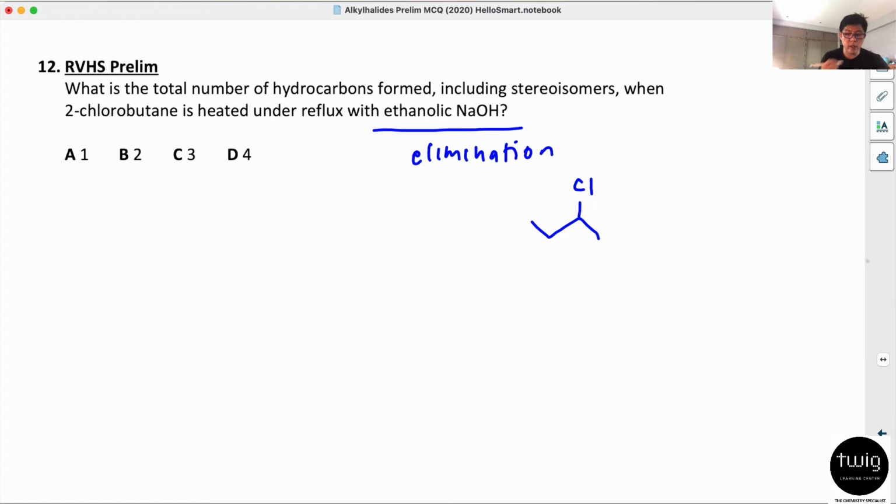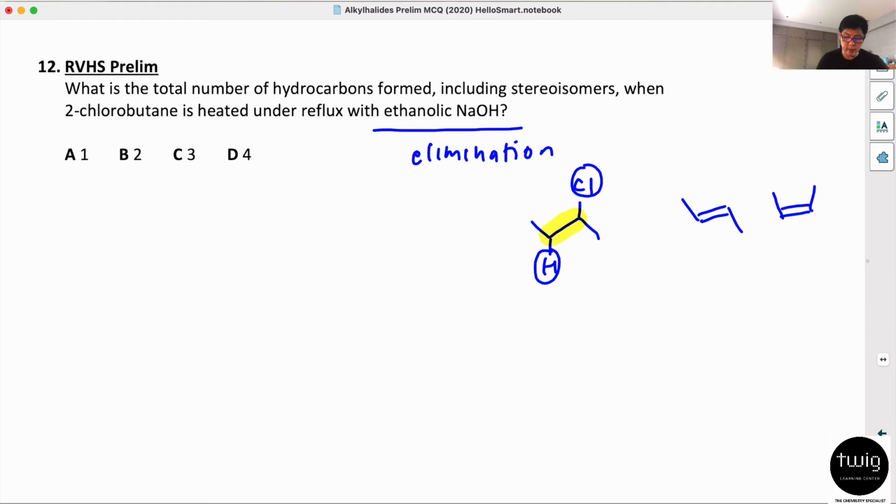All right. So if it undergoes elimination, you would remove, say, the H from here. Let me just draw the H over here. You remove the H and the Cl from here. All right, and you form a double bond over here. So you could actually form a trans or a cis molecule, right? So the cis and trans. So that's where the double bond is, right? Okay. So what's the other possibility?